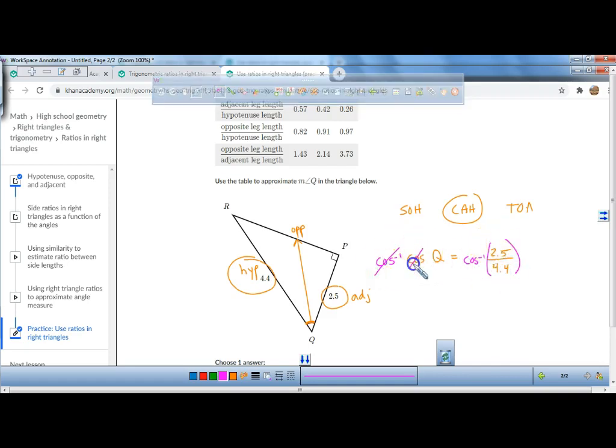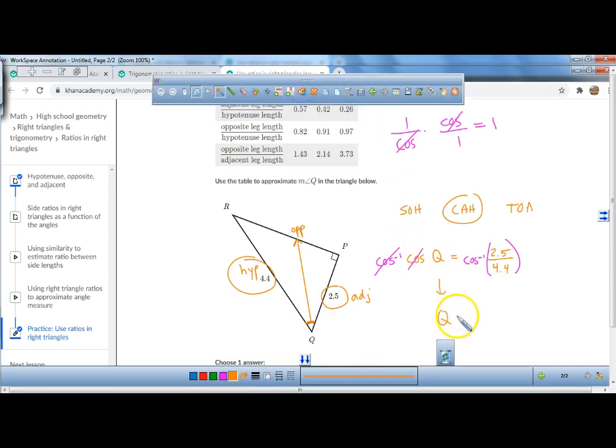So these will cancel each other out. Think of it like 1 over cosine times cosine over 1. They cancel to a 1. So we're left with our angle. So right here, capital Q will approximately equal the inverse of cosine of 2.5 over 4.4.